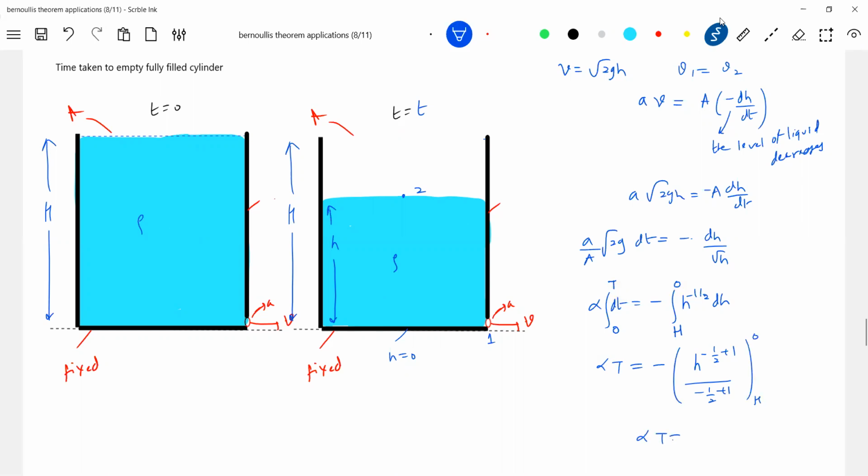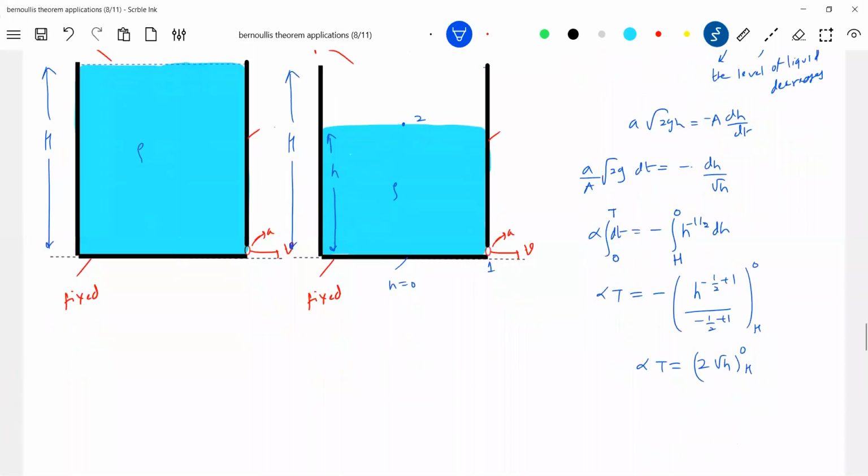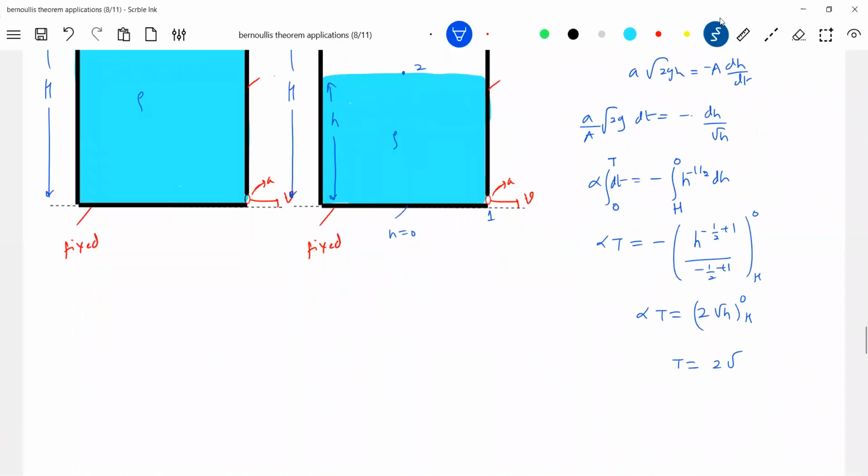This is a general equation. Please do remember the data. Minus 1 by 2 plus 1, so 2 root h will be there. What is alpha? Alpha we have substituted this much, no? Alpha will be A by a root of 2g. So this should be capital A by small a. So this is the total time taken.